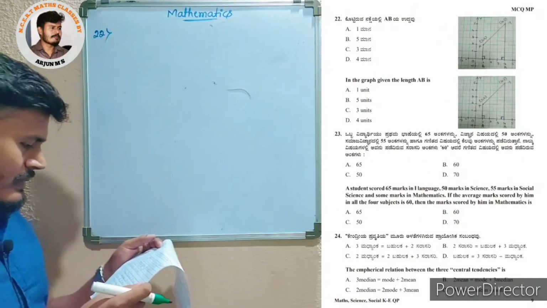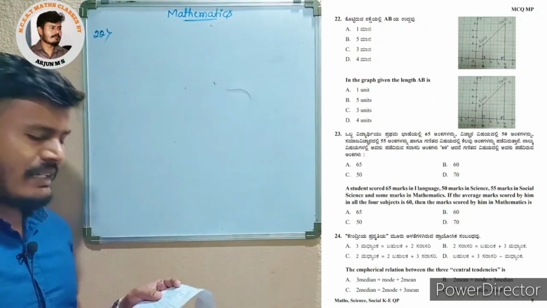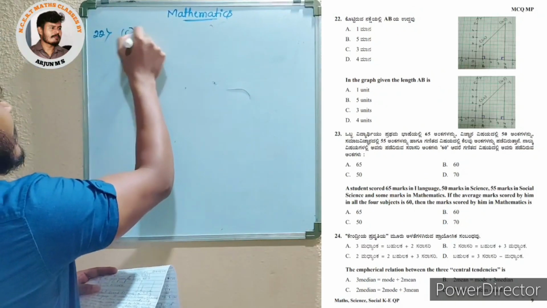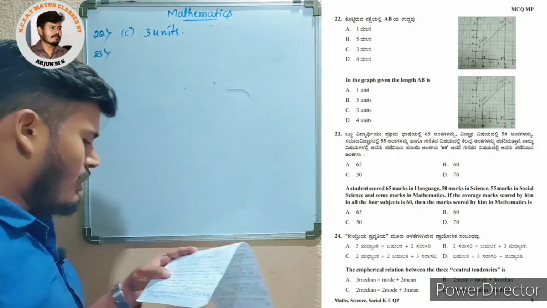22nd question. In the graph given, the length AB is, that is a very easy question. So that answer is 3 units. 3 units.